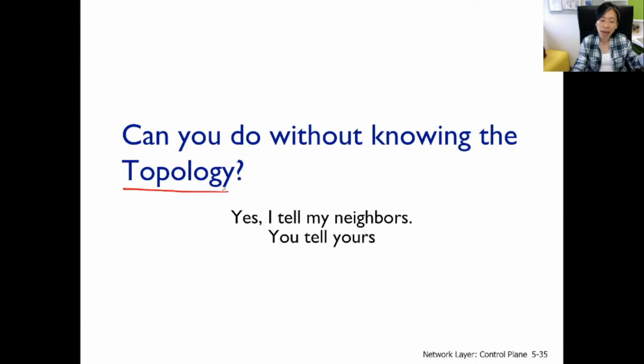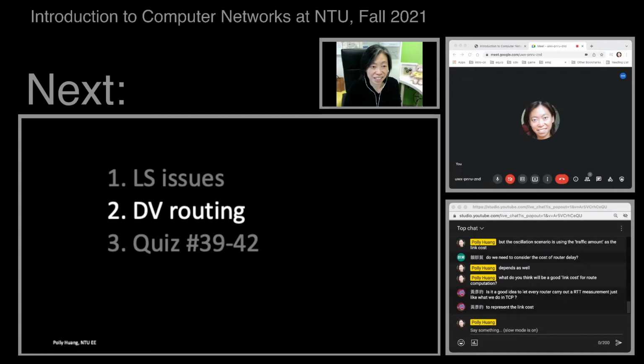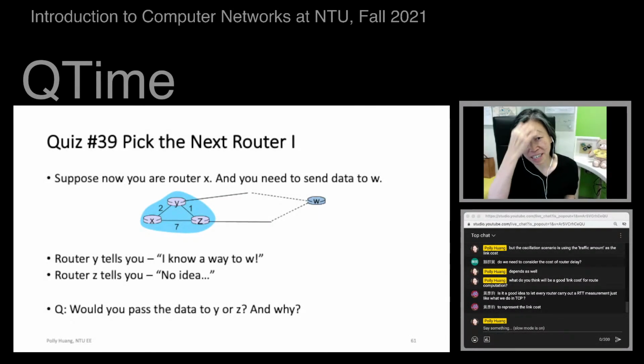So I tell my neighbors, and you tell yours, about what you know. Gradually, the network will spread the good news out, discovering a path, a route, to every other node in the network. That is the general idea of distance vector. It is also called rumor-style routing. This is exactly how human beings spread rumors. Now let's start from the first quiz in the series.